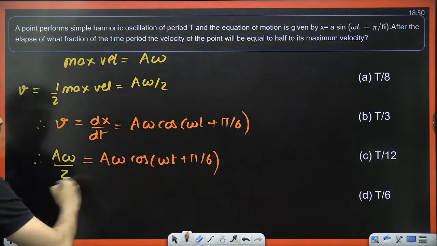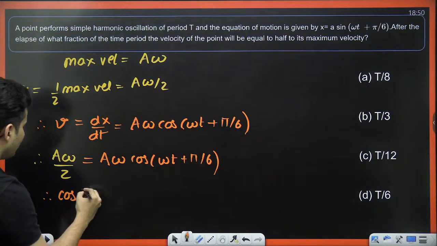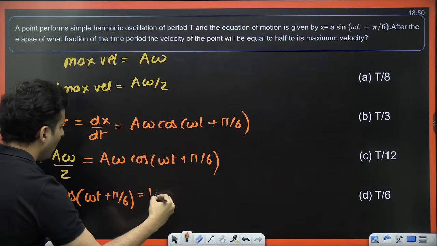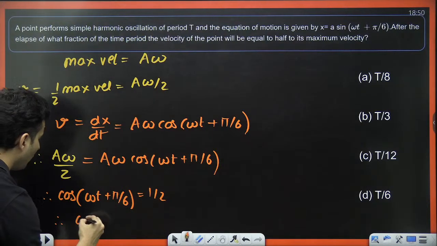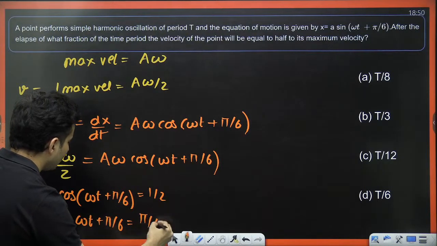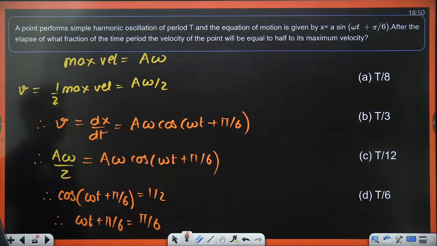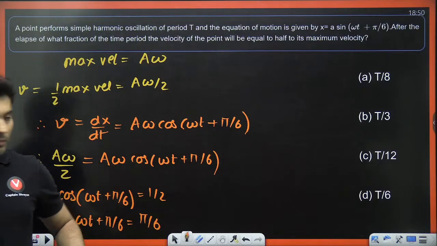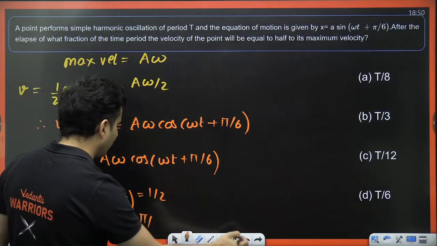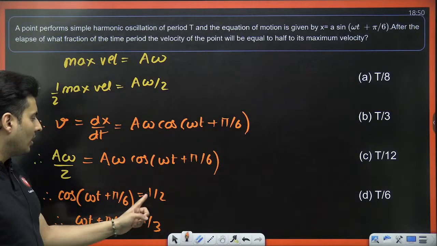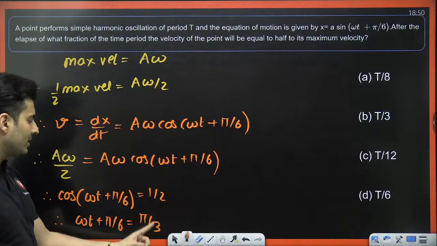Perfect. A omega goes. So cos(omega t plus pi by 6) is equal to half. That means omega t plus pi by 6 is actually pi by 6. Is that right? Everybody with me? Perfect. Very good. Because, oh sorry, not pi by 6, pi by 3. Alright, pi by 3. Cos of 60 is half. So whose cos is half? That is 60 degree, which is pi by 3.